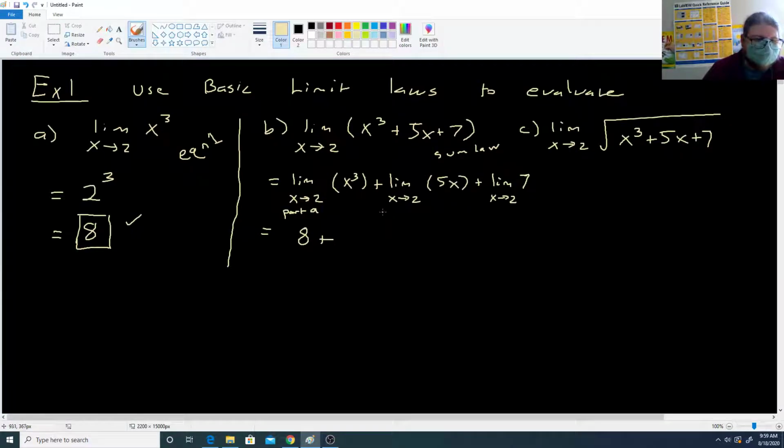Plus, this one here we need to use the constant multiple law. Make sure I got the name right real quick here. Yeah, constant multiple law. And what that says is the 5 that's here, I'm able to push the 5 out front of the limit. So 5 times the limit as x approaches 2 of just x. And then if you remember back from the theorem in section 2.2, limit as x approaches 2 of a constant 7 would just be the constant itself back. So anytime you have a limit as x approaches a number of just a number, you get that number back.